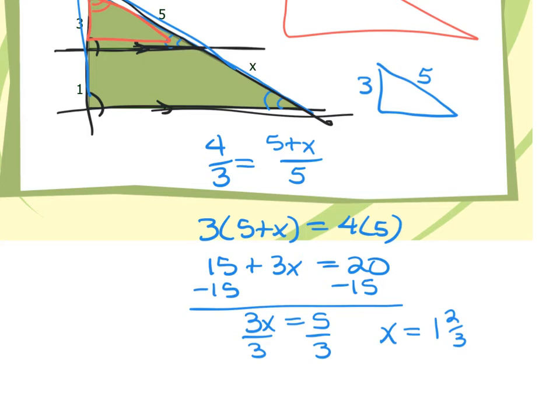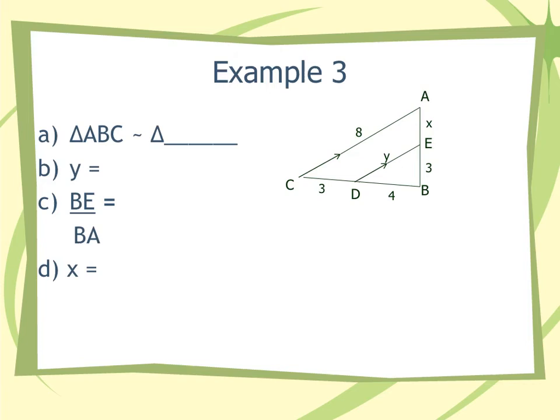Let's try the next example. They want us to write a similarity statement. They also want us to find the value of y and of x and show all the proportional sides. So again, let's pull these apart. So I have a small little red triangle right here. So let me pull that out.